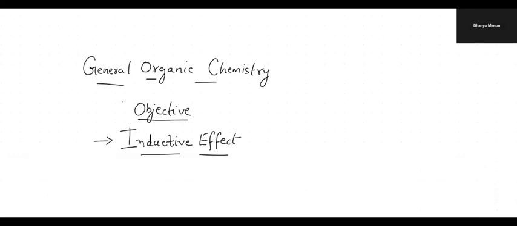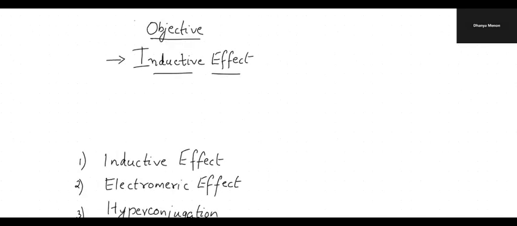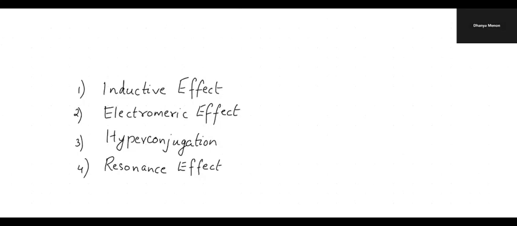Today's objective is inductive effect. This is basically an electron displacement effect, and there are many electron displacement effects, for example, inductive effect, electromeric effect, hyperconjugation, and resonance effect. All these we have to learn, but in today's video, we will be learning about inductive effect. All of them are electron displacement effects. Some are permanent, some are temporary. So let's get started.